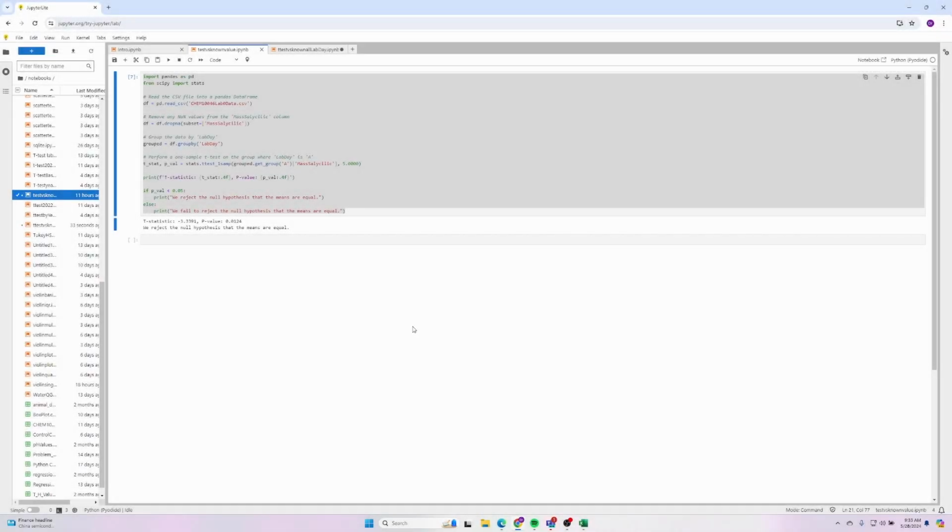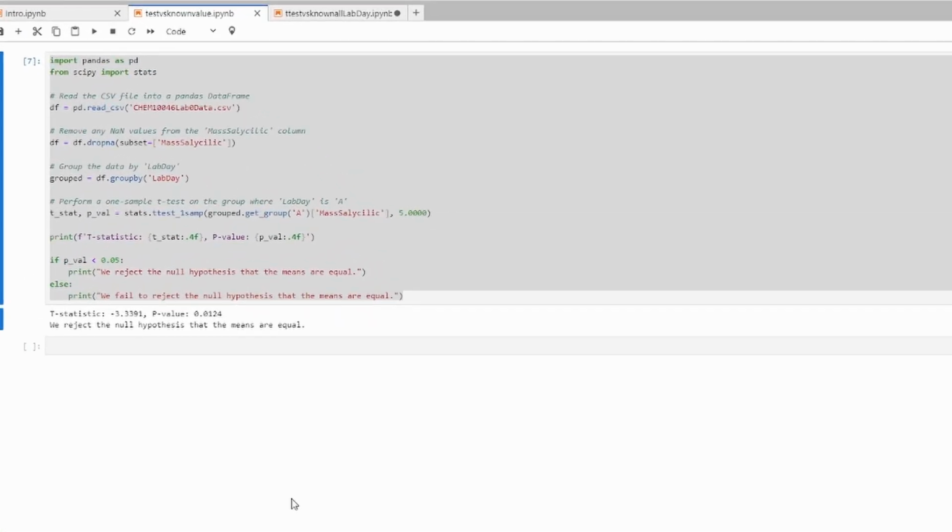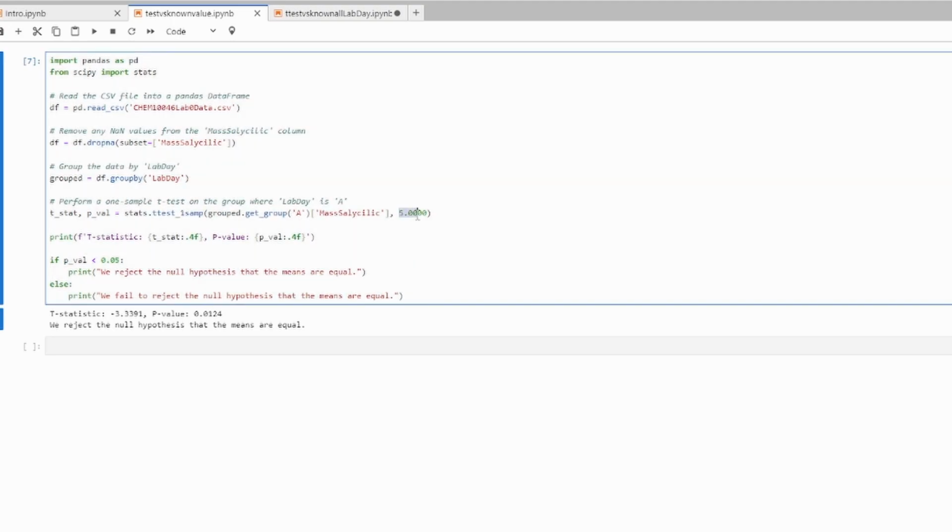So one of the things we were thinking of doing was being able to do a t-test against a known value. And we can do that with the one sample t-test here, using lab group A and doing it against a value. In this case, the weight of salicylic acid that was supposed to be weighed out is 5 grams.